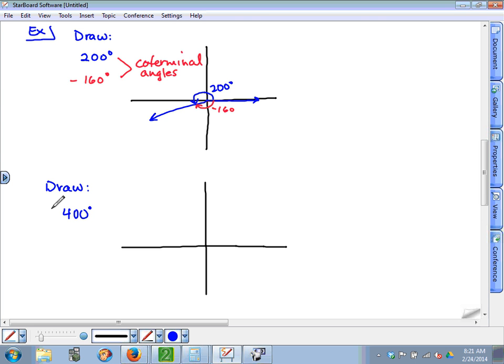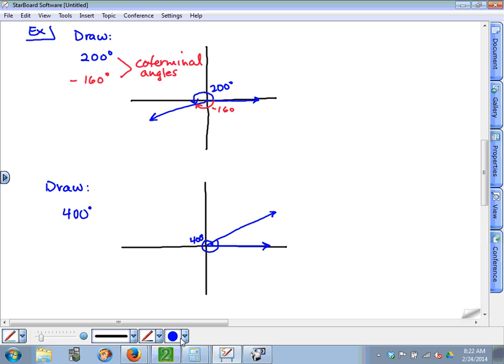Exactly. Good. 400 degrees means you have to go all the way around a circle once. There's 360 degrees. What's left over? About 40 degrees. But you do have to show with that little spiral that you've gone all the way around the circle once, plus a little bit more. So that's 400 degrees right there.